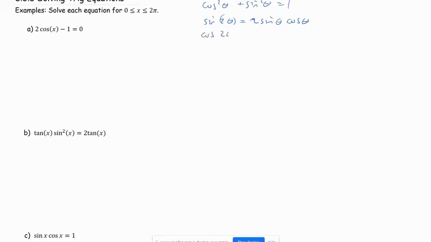We've got cosine of 2 theta is equal to cosine squared theta minus sine squared theta, which can also be written as 2 cosine squared theta minus 1, which can also be written as 1 minus 2 sine squared theta. So we've got Pythagorean identities, and there are, of course, the other two that involve tangent and cotangent, and then double angle, and we have half angle identities that we could refer to as well if we needed to.